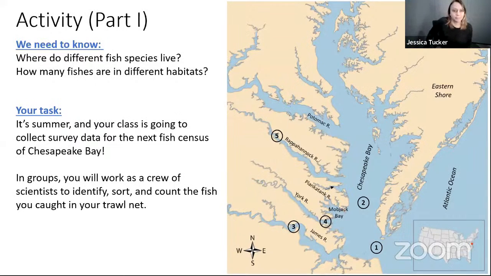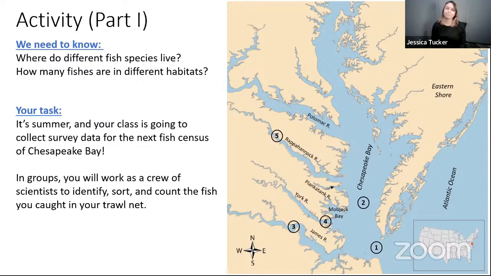So this slide summarizes the general questions to be answered and sets the stage for the first part of the activity. So for this activity, students are divided into 5 groups, where each group processes a trawl sample from one of 5 survey sites, either in the main stem, the main portion of the bay, or in one of the tributaries. And because we are here in Virginia, it focuses on the Virginia portion of the bay.